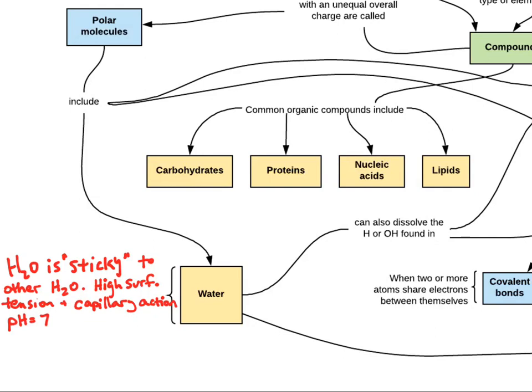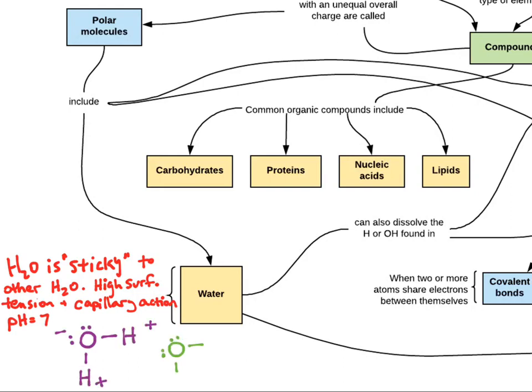pH is a measure of the amount of hydrogen ion in solution. Every so often, water, H2O, the H disassociates from the OH. So you have H and OH. And with water, there are equal ratios of H to OH in solution. And because of that, the pH is 7.